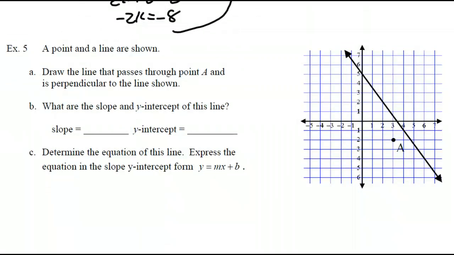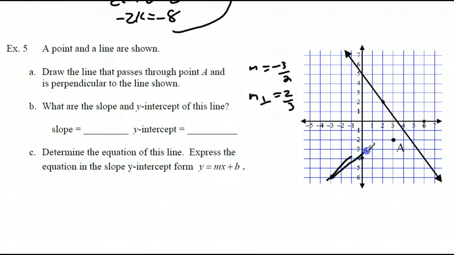A point and a line are shown. Draw the line that passes through point A and is perpendicular to the line shown. So that means I need the slope of this line, which is 1, 2, 3, 1, 2. So the slope is equal to negative 3 over 2. So a line perpendicular will be 2 over 3. So draw a line that has a slope of 2 over 3. Up 2, can't go up 2, go down 2, and left 3.